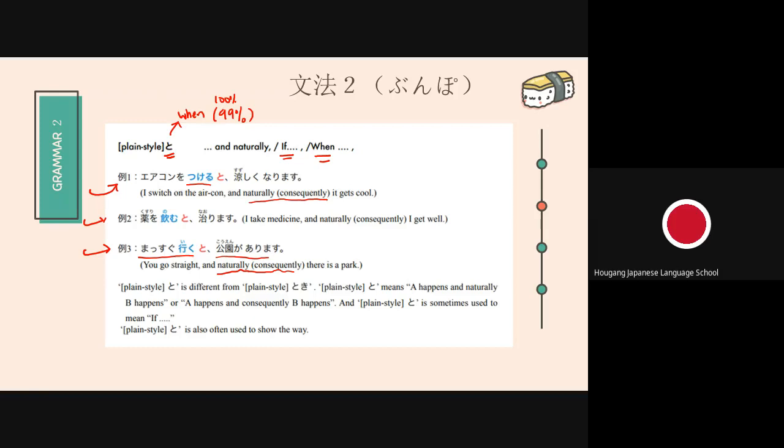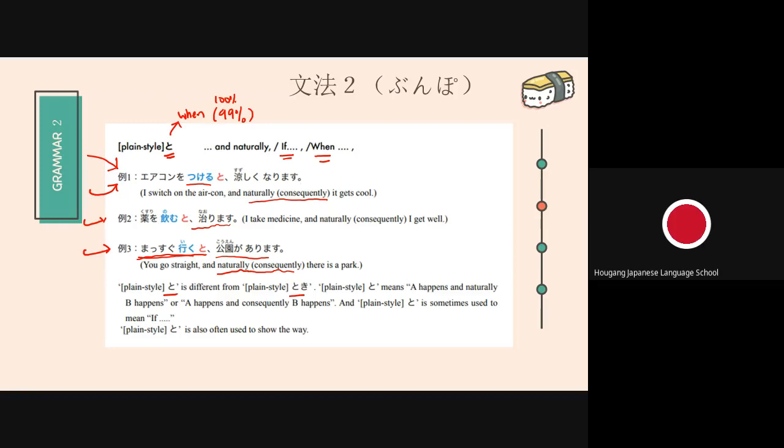Okay? So, to is why I say 99%, because look at number one, aircon o tsukeru to, when you switch on aircon, you will 99% become cool, because 1% maybe the aircon spoils. Okay, but we still expect it to be 100% because it should become cool. You take medicine, you should recover, 99%. You may not recover, right? 1% may not recover. Okay, actions now. Right? Massugu iku to, when you go straight, koen ga arimasu. Okay? There is a park. Maybe the park is no longer there. That's why 99%. Okay. The difference between to and toki.